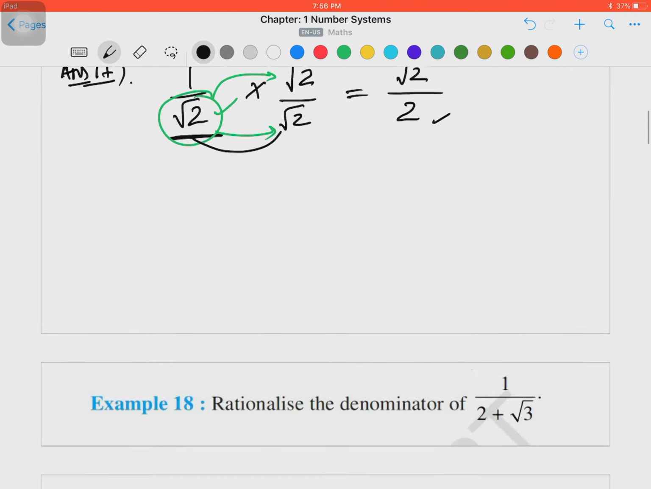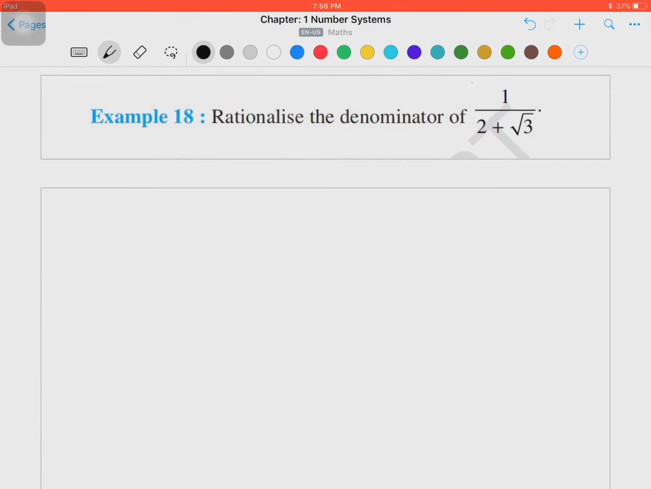Okay, then see the next example, which is example number 18. Here we have the number 1 by 2 plus root 3, and in order to rationalize this number, what we're going to do is multiply and divide this given number by the number we have in the denominator. Then in the denominator we have 2 plus root 3.